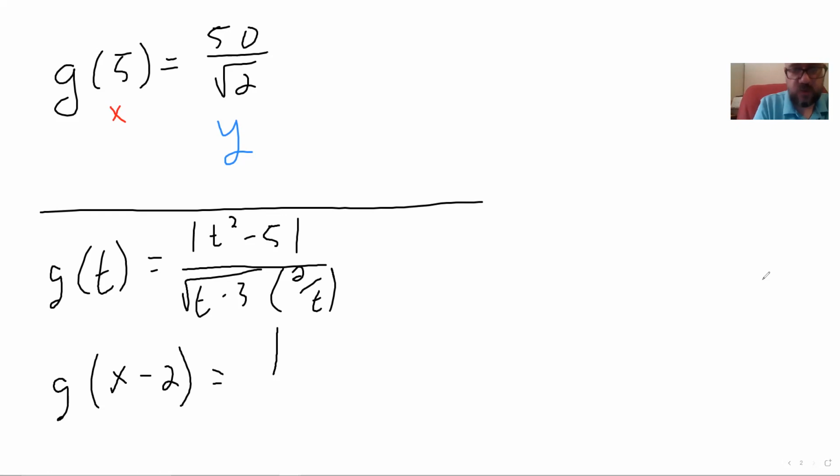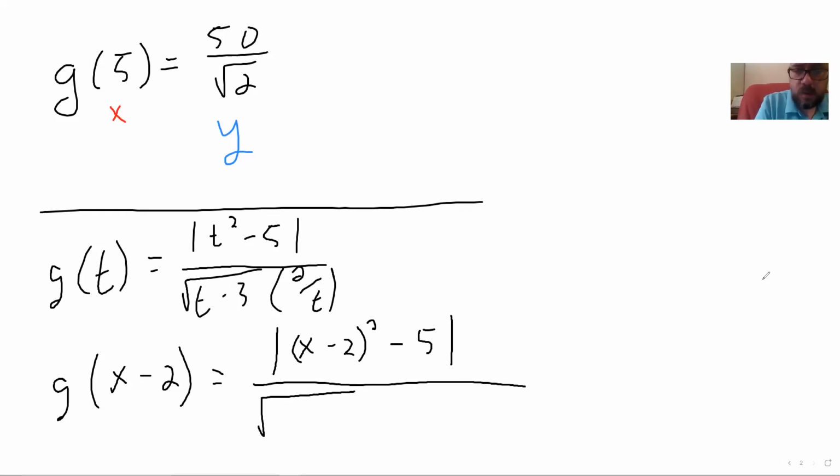I'm just going to replace all the x's in the formula, or the t's in this case here, with x minus 2. So that's going to be absolute value of x minus 2 quantity squared minus 5 over the square root of x minus 2 minus 3. And yeah, that simplifies, which we'll do in a second, times 2 over x minus 2.